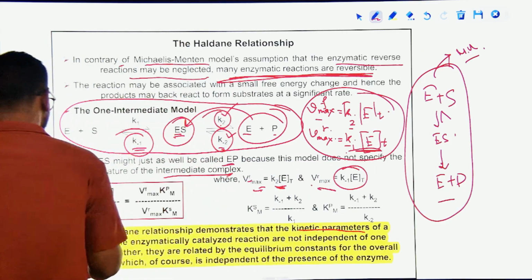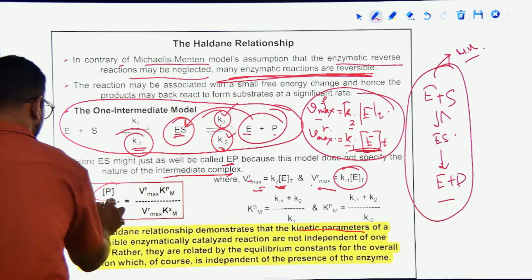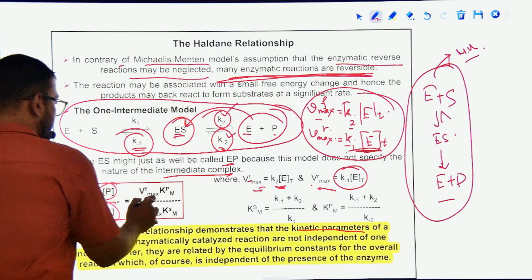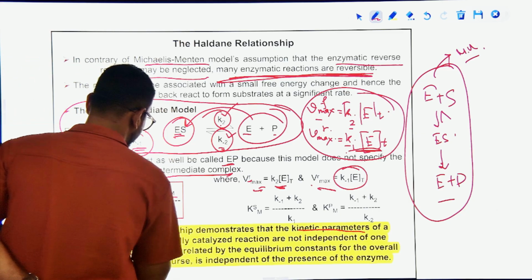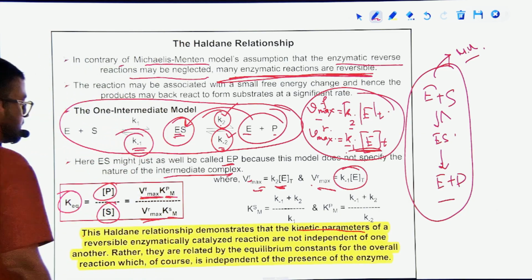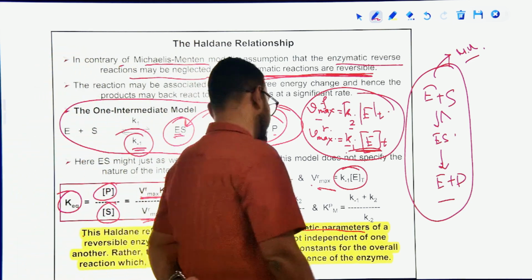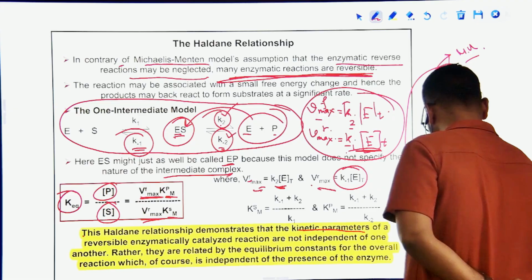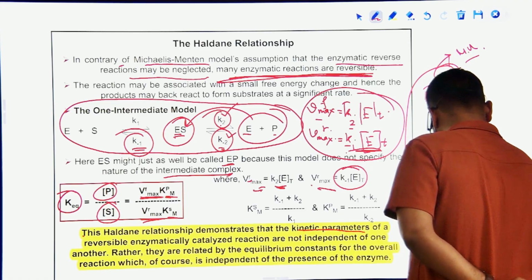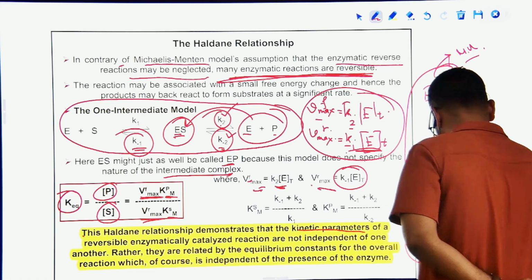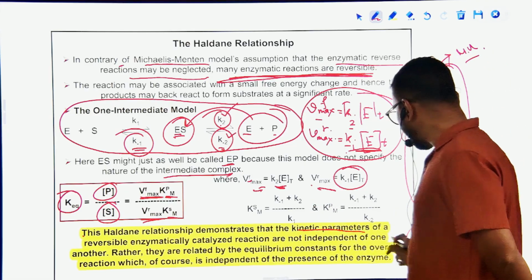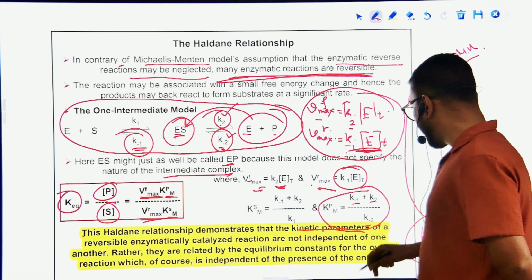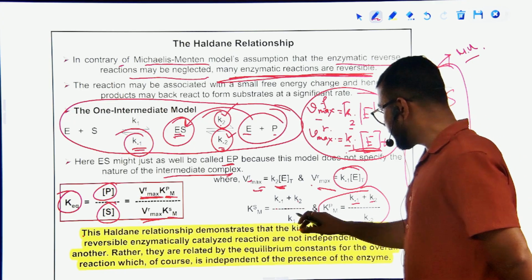So the equilibrium constant should be product concentration into substrate concentration, or V forward into Kmp and V reverse into Kms. So Km equals what we have understood, K minus 1 plus K2 by K1. This is the Km. So that is by plotting it over here, K minus 1 plus K2 by K minus 2 and K minus 1 by K2 plus K1.